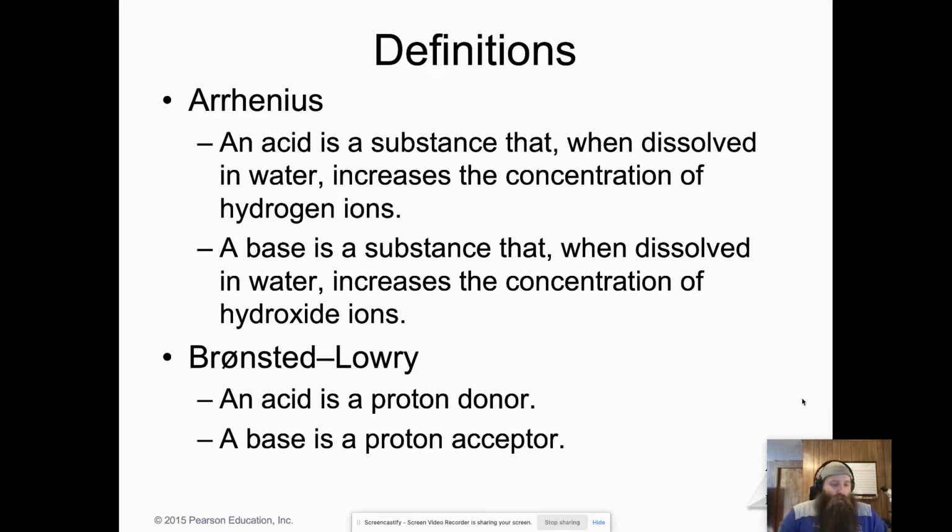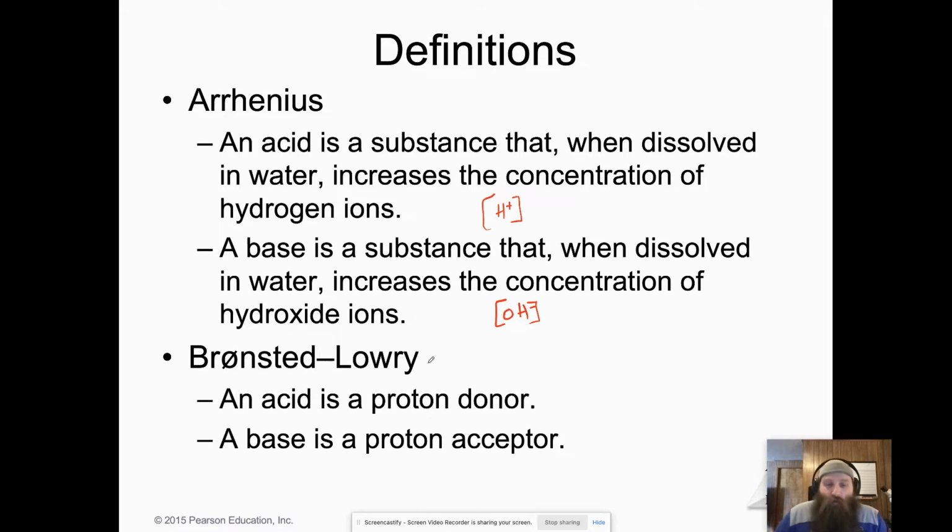The Arrhenius definition of an acid basically says that if you put a substance into water and the concentration of hydrogen ions increases, then it's an Arrhenius acid. If you put a substance in water and the concentration of hydroxide ions increases, then it's a base. So Arrhenius looks at the concentration of hydroxide or the concentration of hydrogen ions, just like that. Now, Arrhenius definitions are limited. They are restricted to aqueous interactions. So Arrhenius, think aqueous.